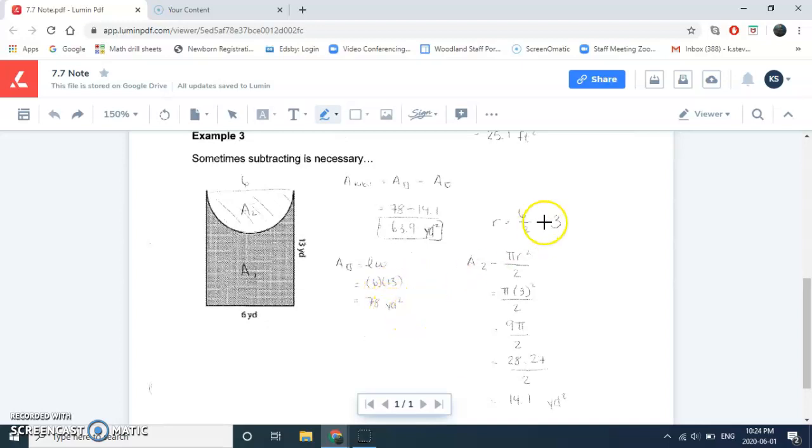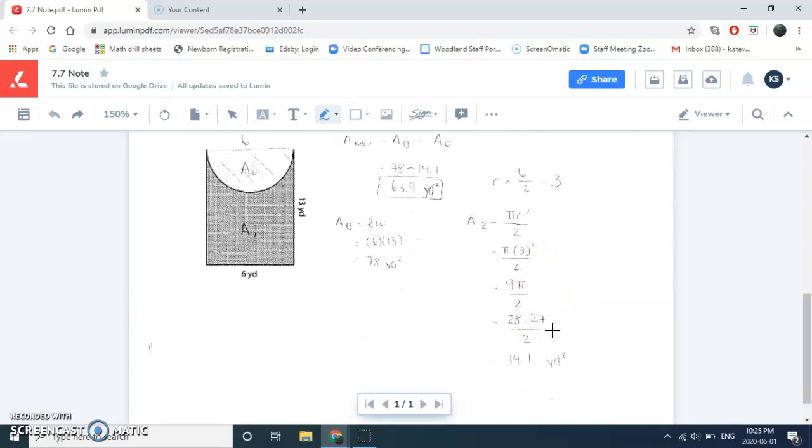Again, that's squared. Now A2, we just used it before. The area of a circle is pi times r squared, and we see that our diameter is 6. So we need to find our radius, which is halfway. That would be 6 divided by 2, which gives us 3. So we would take pi times 3 squared. Again, this is 3 times 3, not 3 times 2. It's easy to forget that sometimes. So 3 times 3 gives us 9 times pi.